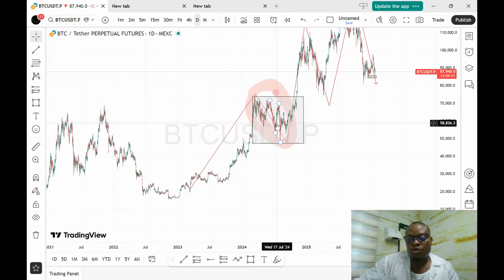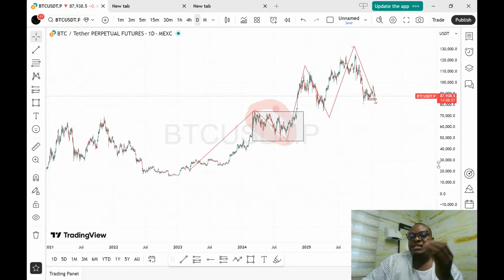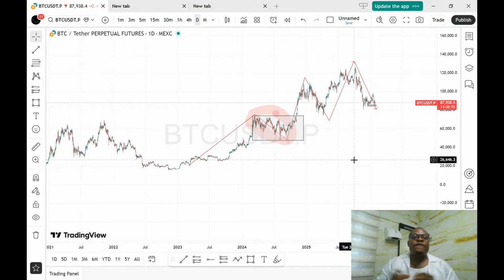Now that brings us to internal and external structure. The internal structure is especially the pullback. That's what internal structure is. The pullback, the retracement, is known as the internal structure, while the continuation is the external structure.